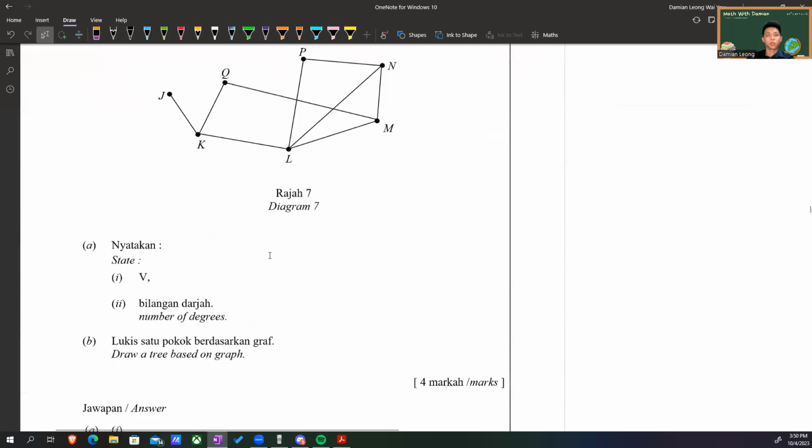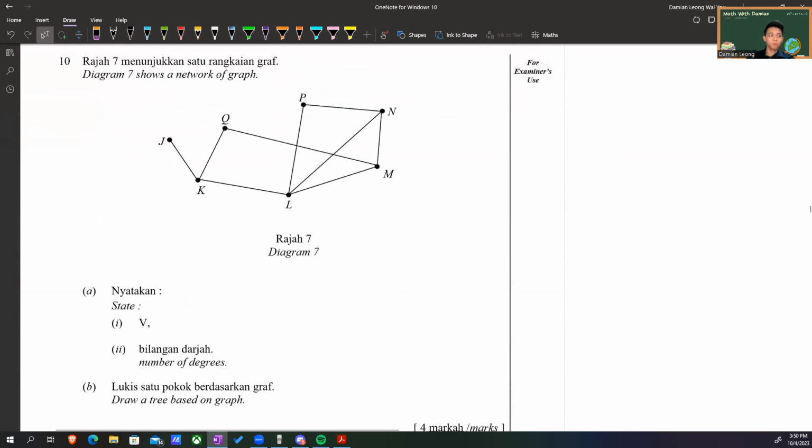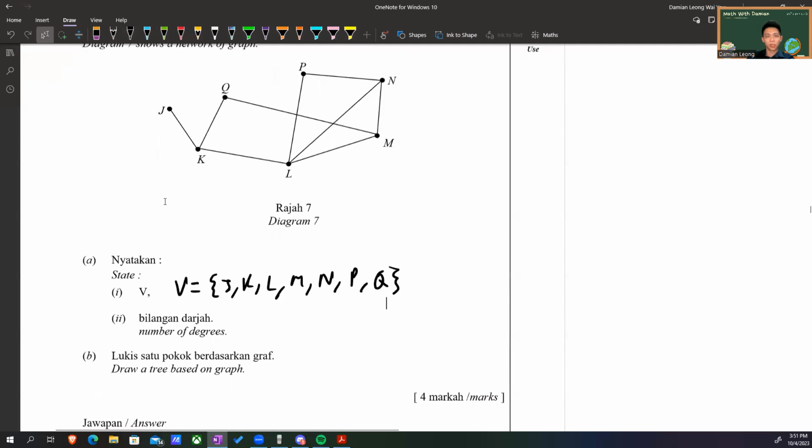Okay, that's question 9. Question 10, network of a graph. State V, where V means the vertices. So it's just J, K, L, M, N, P, Q. A set with all the vertices.